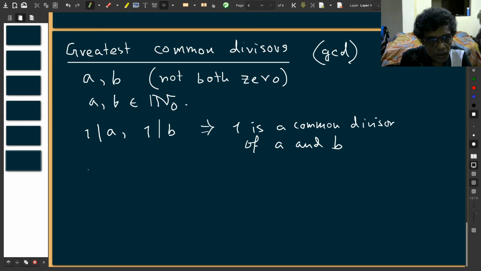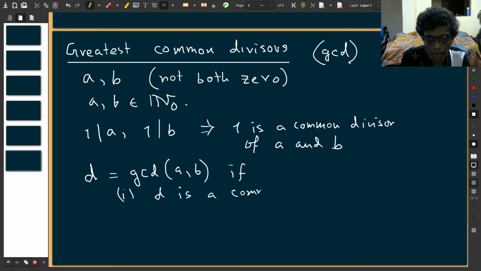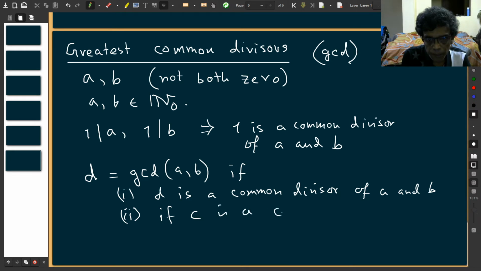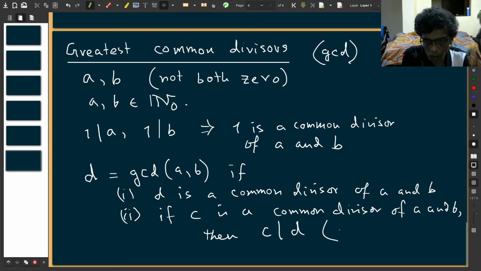So, d is called the greatest common divisor or GCD of a and b if 1, d is a common divisor of a and b, and 2, if c is a common divisor of a and b, then there are two ways of saying it: c divides d, or I can say c is less than or equal to d. So this is an obvious concept.